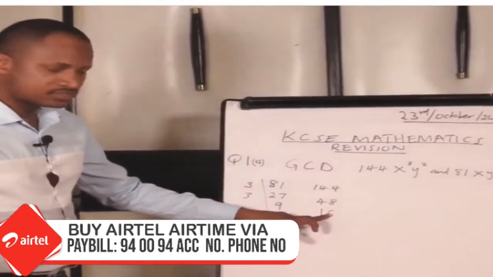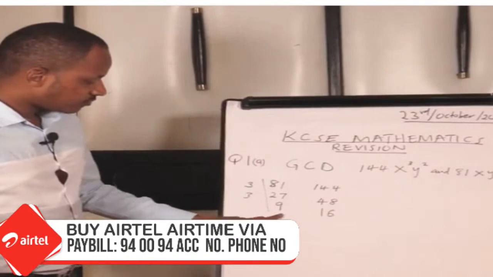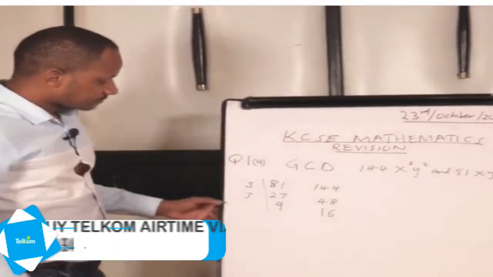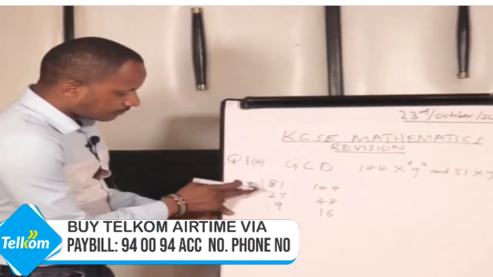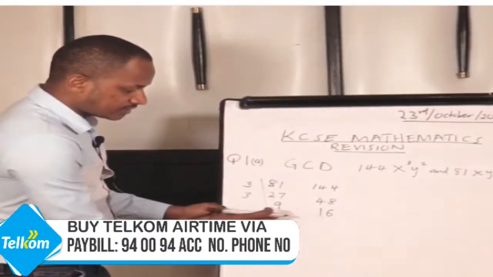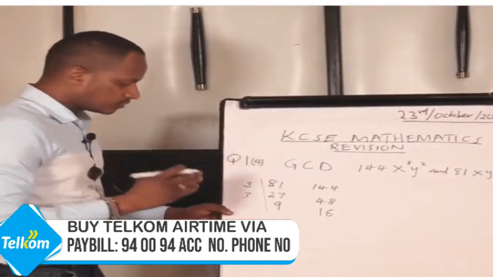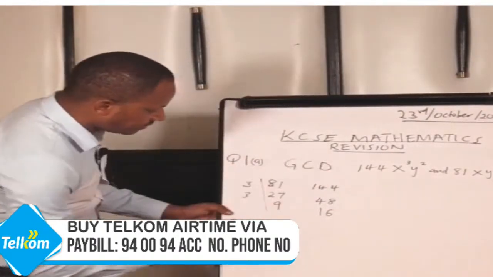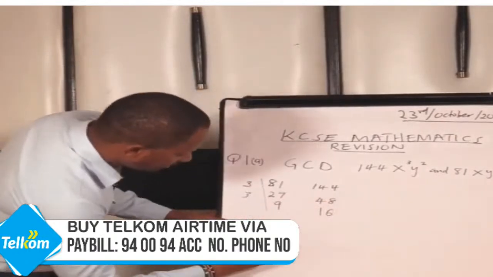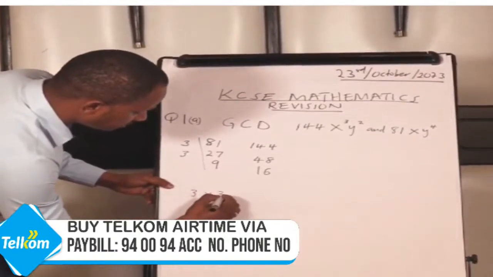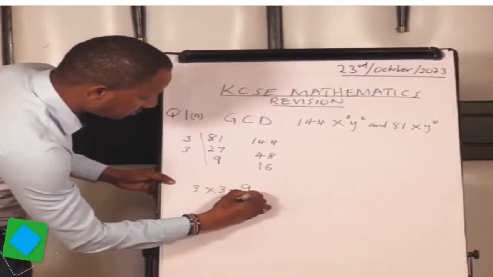It will go there 5 times remainder 1. Can 4 go here? There will be a remainder. So we leave it at that. For these two numbers, there is no number that can go into both without a remainder. So the greatest common divisor of 81 and 144 is 3 times 3, which is 9.